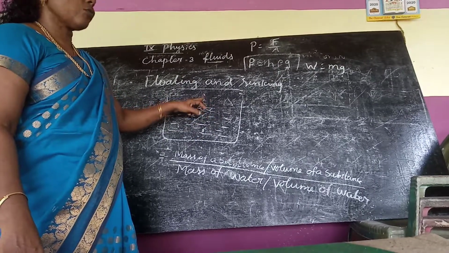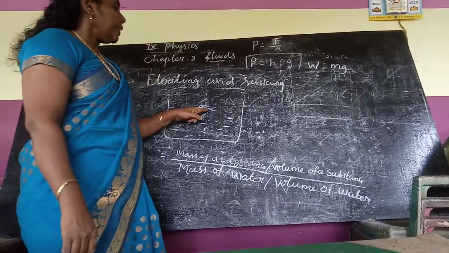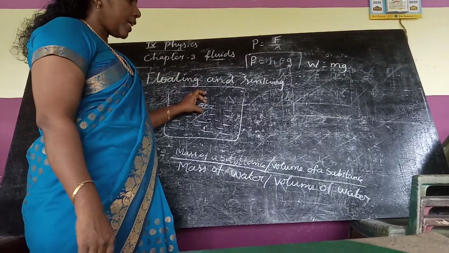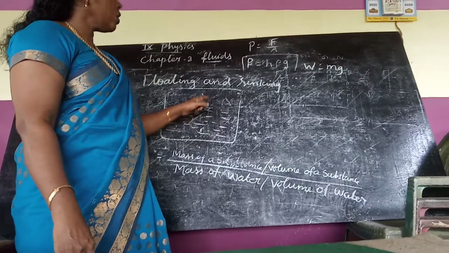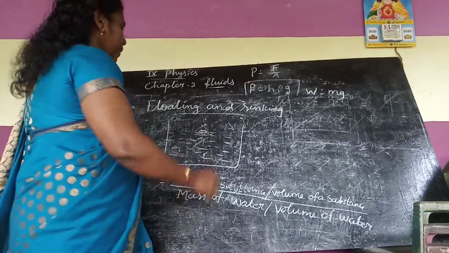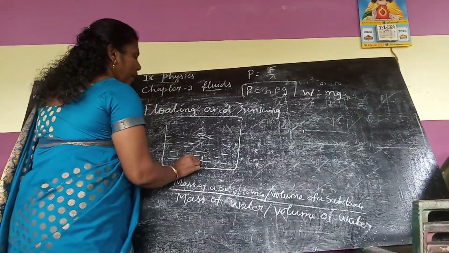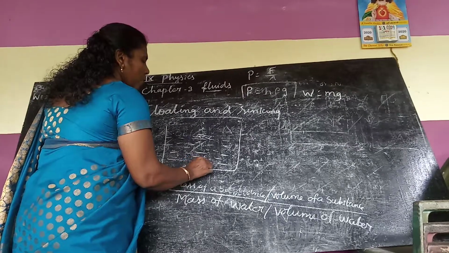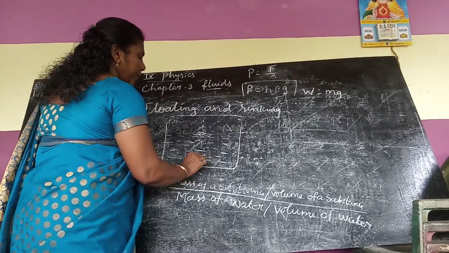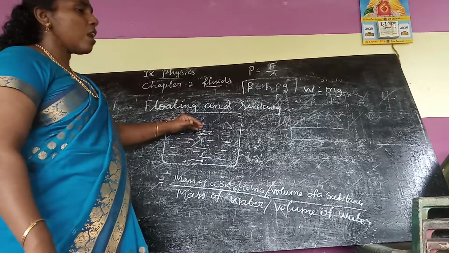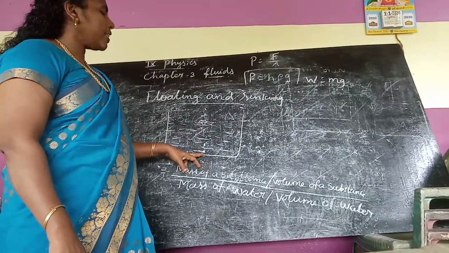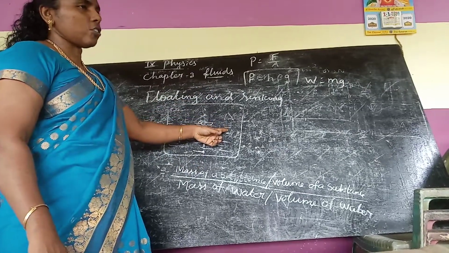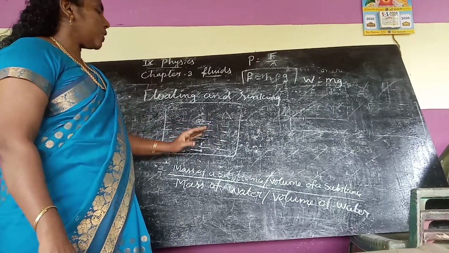So, the object is floating. Why is the object floating? The density of the object is less than the density of water. So, the object is floating. Sometimes an iron nail falls on the water. So, what happens? It will sink. What is the reason? The density of the object is greater than the density of water. So, the object sinks.